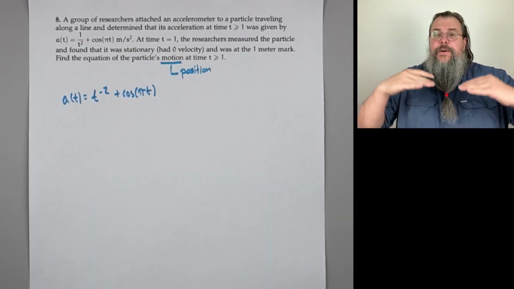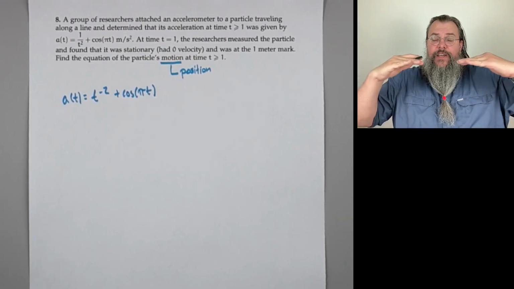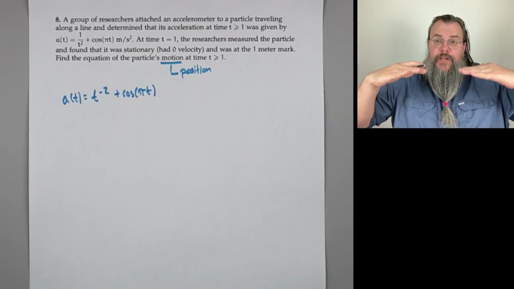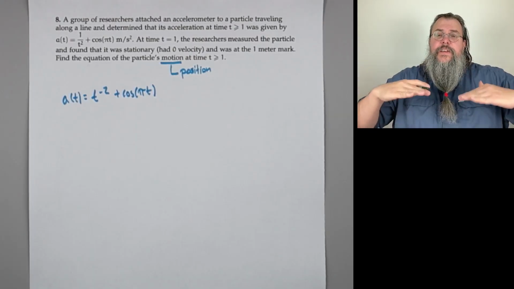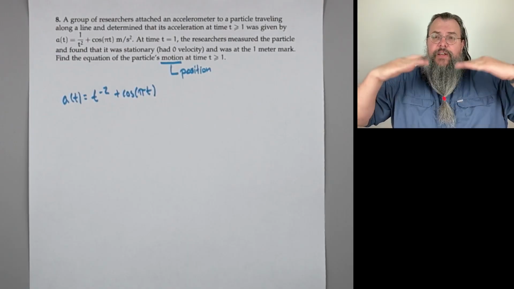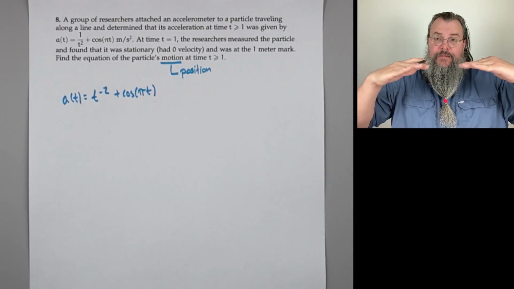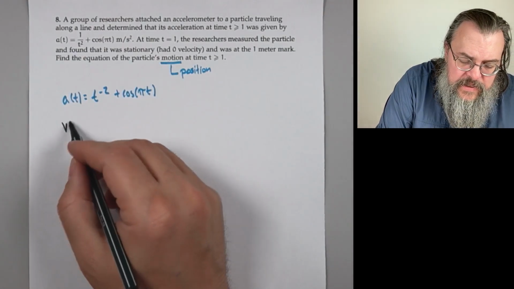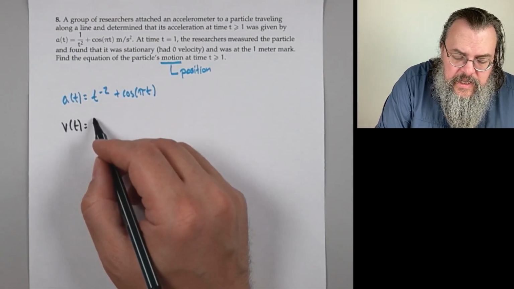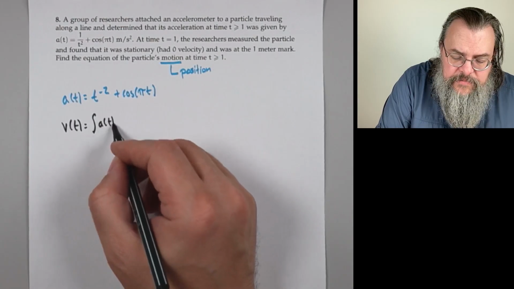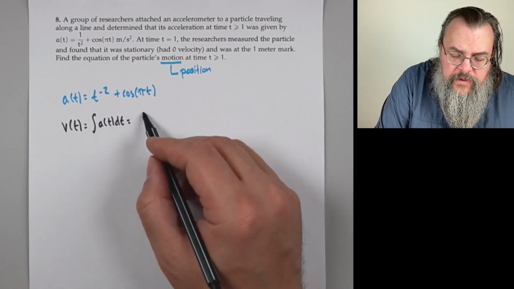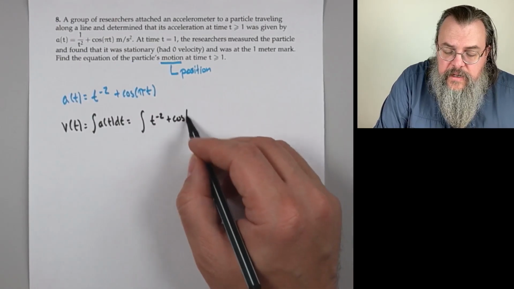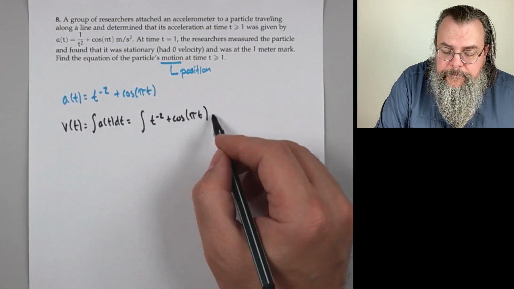So, how do I go from acceleration to velocity? Well, the change in velocity is acceleration, or if you like, the derivative of velocity is acceleration. So, to go from acceleration to velocity, I do the antiderivative, integrate. So, velocity is the integral of acceleration. Well, all right, that's the integral of t to the minus 2 plus cosine of pi t.